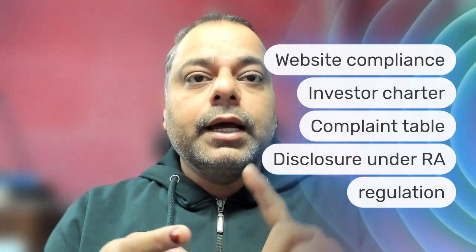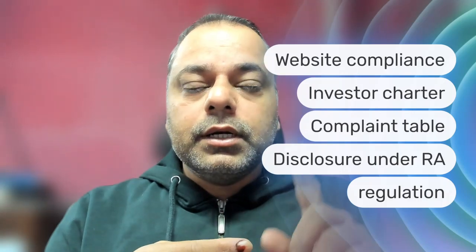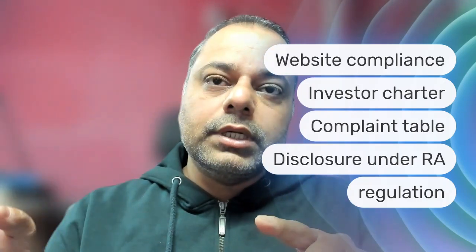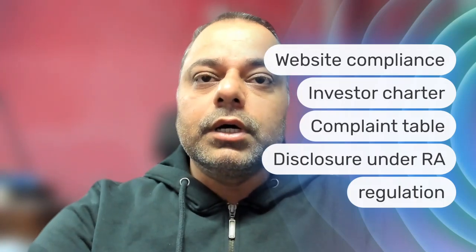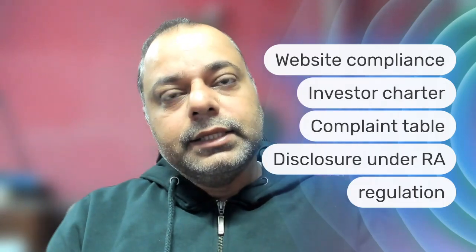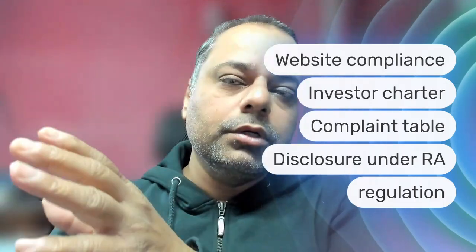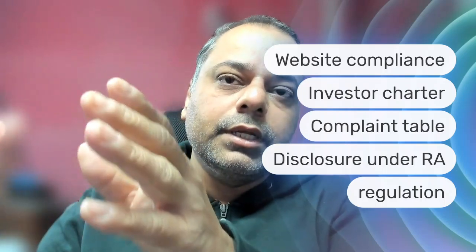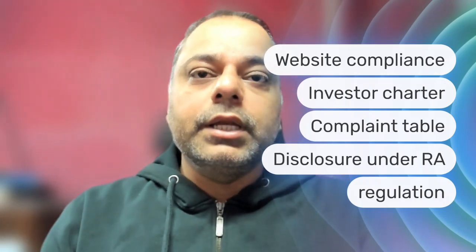Number one is your investor charter. Number two, your complaint table, which should be updated. And number three, disclosure under RA regulation. This disclosure under RA regulation is the same which I recently talked about, the regulation 19 and 21 requirements that you need to put on your website. You can simply take this link and put it in all your recommendations as well as public appearances, and in any social media where you are posting or uploading any kind of video.